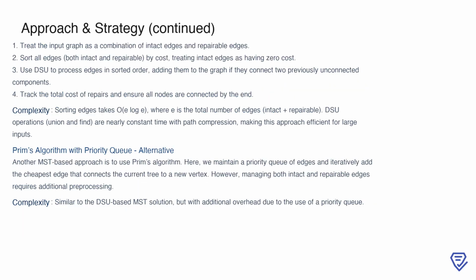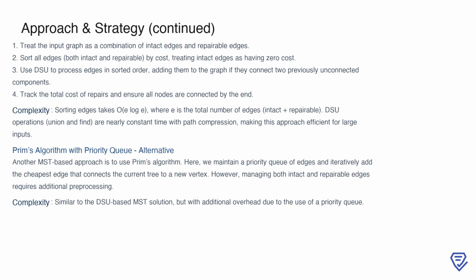Now, let's break down how the greedy plus DSU approach works. First, we treat the graph as a mix of intact edges and reparable edges. Intact edges are edges that already exist and don't require any repair, so we can think of their cost as zero. Next, we sort all edges, both intact and reparable, by their cost in ascending order.